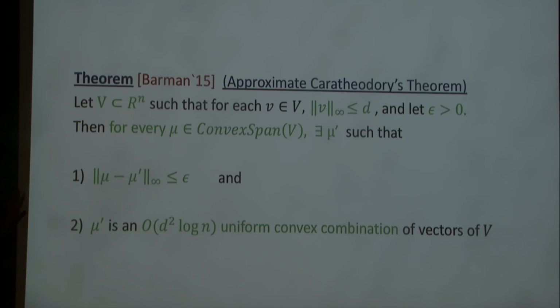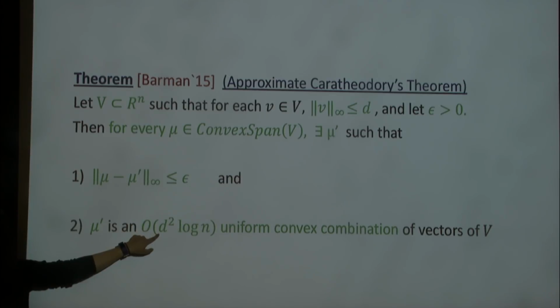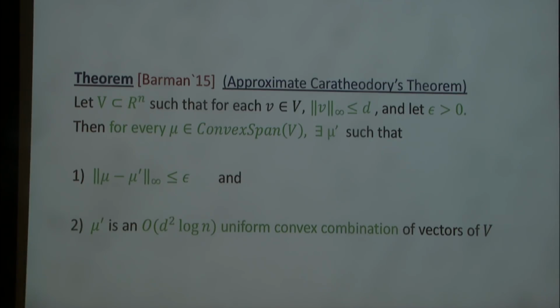Okay, I'll prove this. This is scale invariant. How can it be? It's not scale invariant. It's L infinity norm. Yeah, but that's in the assumption, scale invariant. The conclusion, the size of the convex combination, depends on D. The ratio of epsilon and D matters. Okay, good. This will be d square over epsilon square log n, I believe.